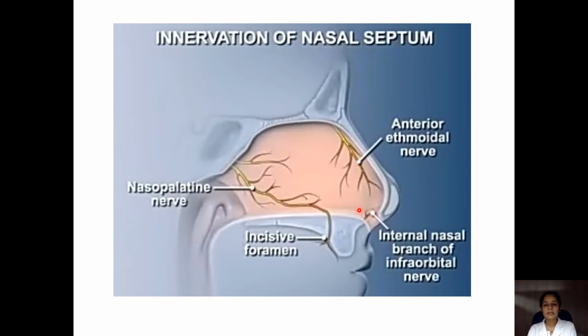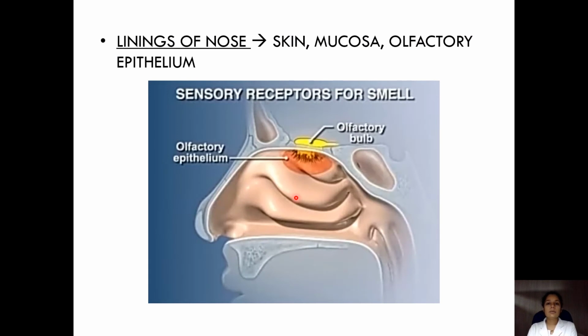Innervation of the nasal septum is by the anterior ethmoidal nerve, which is a branch of the ophthalmic division of the trigeminal nerve, the internal nasal branch of the infraorbital nerve, which is also a branch of the maxillary division of the trigeminal nerve, and the nasopalatine nerve, which is a branch of the maxillary division of the trigeminal nerve. Mucosal lining of the nose is the skin in the anterior-most region of the vestibule and anterior part of the inferior turbinate, mucosal epithelium in most part of the nose and paranasal sinuses, and olfactory epithelium in the roof of the nose.